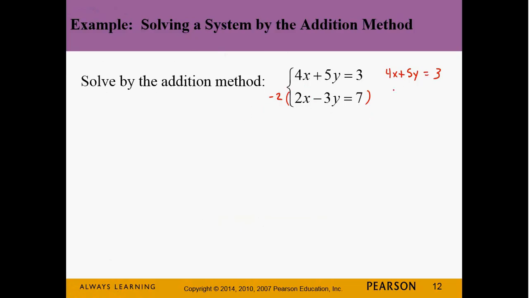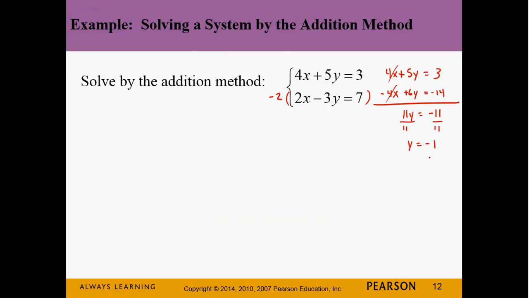So negative 2 times 2X, negative 4X, negative 2 times negative 3Y, positive 6Y, and then negative 2 times 7 is negative 14. And then we add those two equations together. The X's will cancel out. 5Y plus 6Y gives us 11Y. 3 minus 14, negative 11. We want Y by itself, divide by 11, Y equals negative 1.